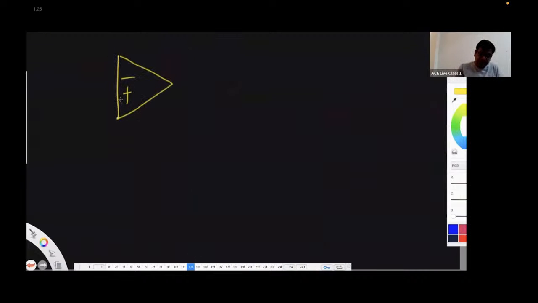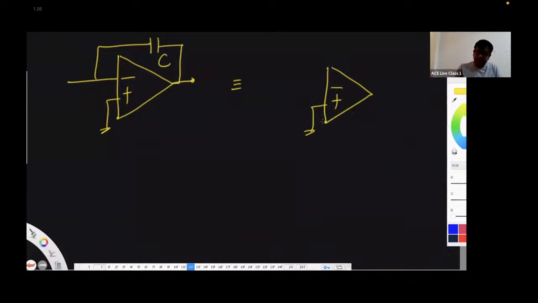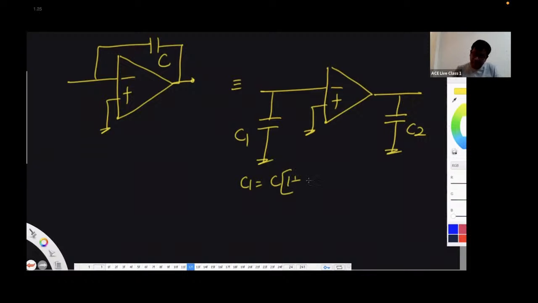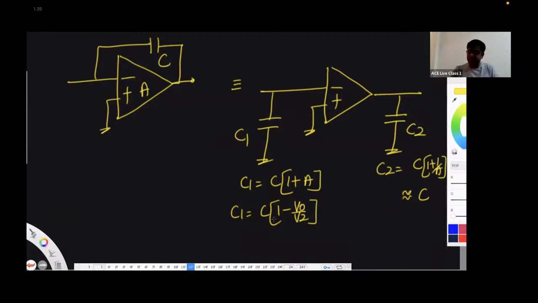So if there is a capacitor between input and output, this is split into C1 and C2, where C1 is going to be C multiplied by 1 plus A, if A is the gain, and C2 is going to be C multiplied by 1 plus 1 by A, which is approximately C. Or you can use the formula: C1 is going to be C multiplied by 1 minus output voltage by input voltage. This is the formula.